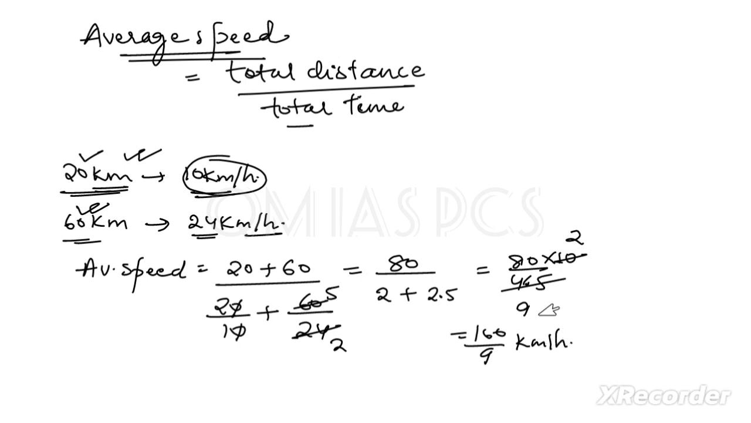Is it clear? If you want to convert it into decimal, it will be 17.7 repeating. This much kilometer per hour will be the average speed. Is it clear? So what we have followed here is just one formula, that is total distance divided by total time. Just keep this in mind.